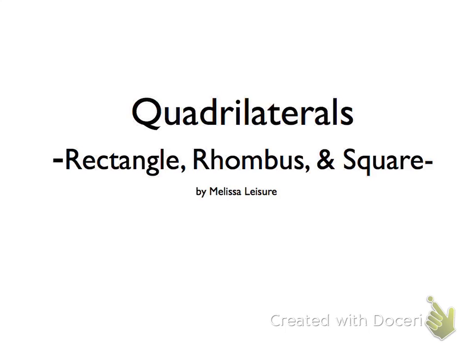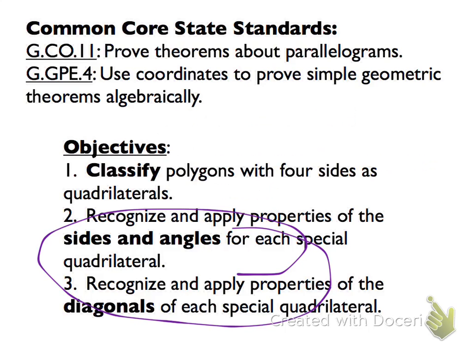We're going to be talking about quadrilaterals, rectangles, rhombuses, and squares today. So let's make sure that you have your foldable available. We're going to be filling out the rectangle, the rhombus, and the square. Also, our objectives today, we're going to be talking about the same thing we've been doing. We're focusing on the sides and angles and the diagonals.